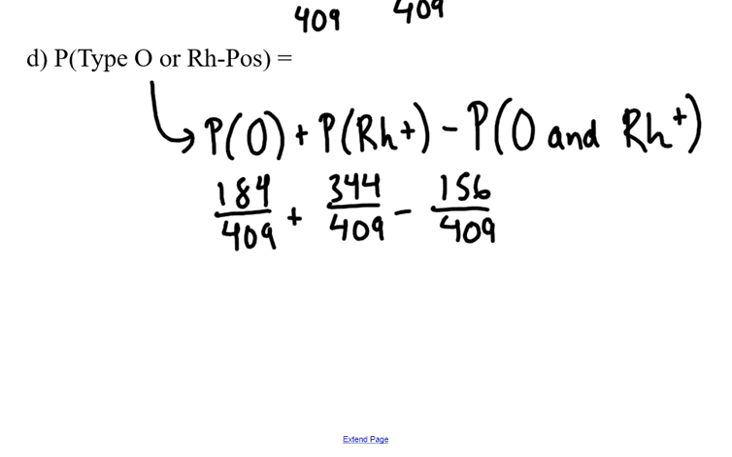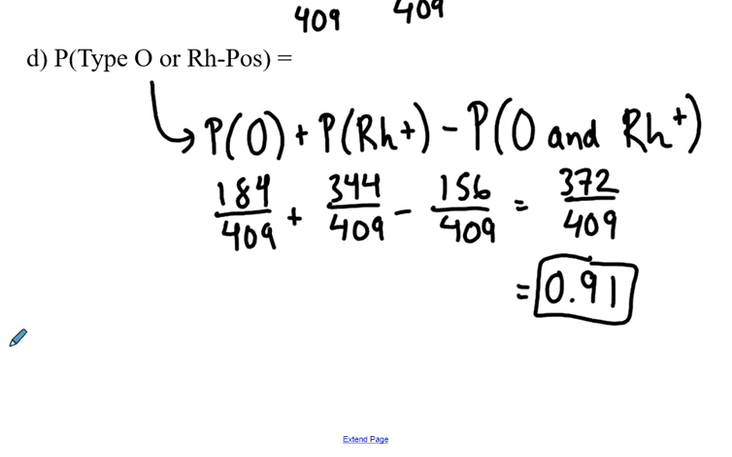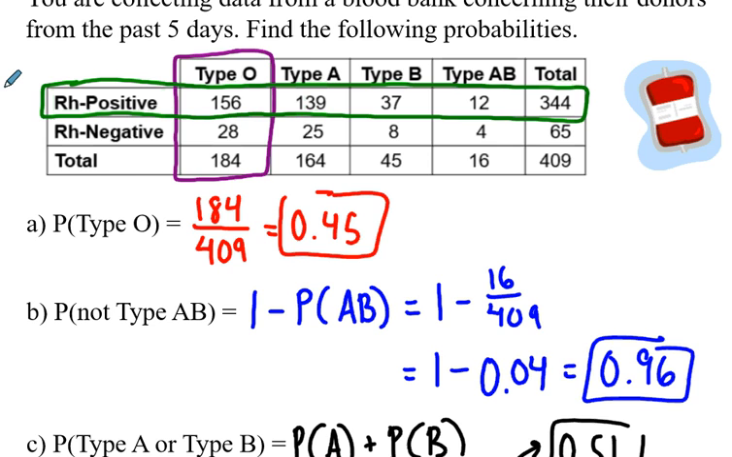So when I'm adding my fractions, since they're all common denominator, I just need to add the numerators. 184 plus 344 minus 156 leads me with 372 out of 409. Divide it by 409, and I get about 91% of the population is either going to have O or Rh positive.